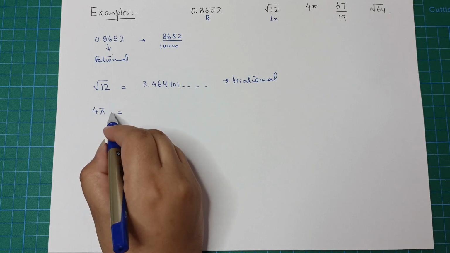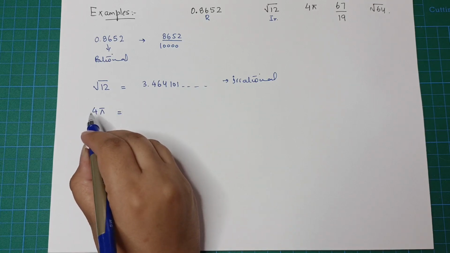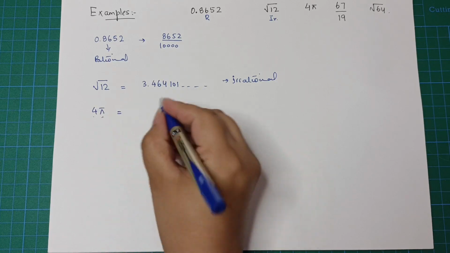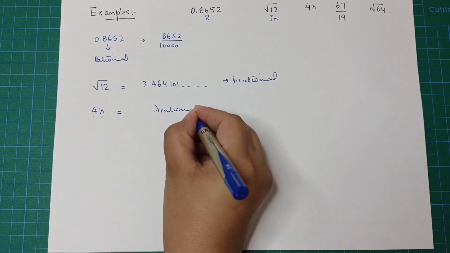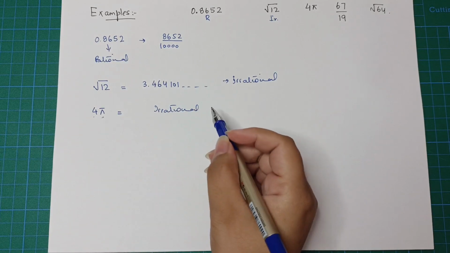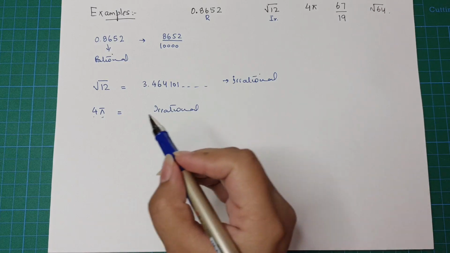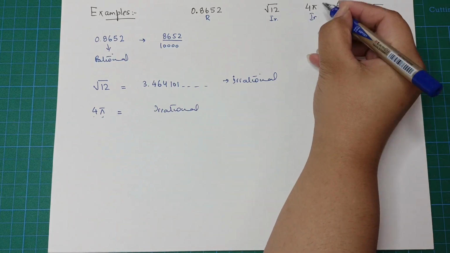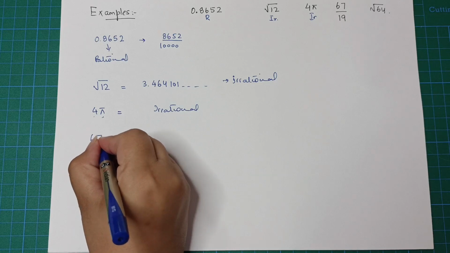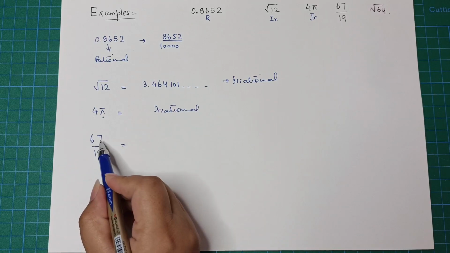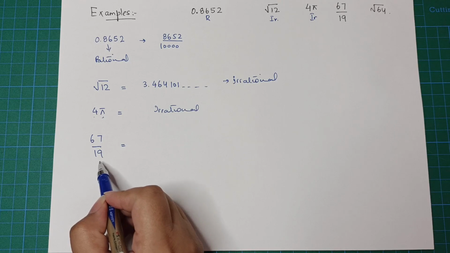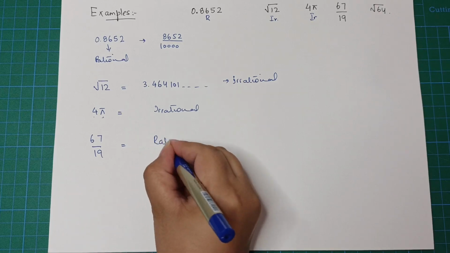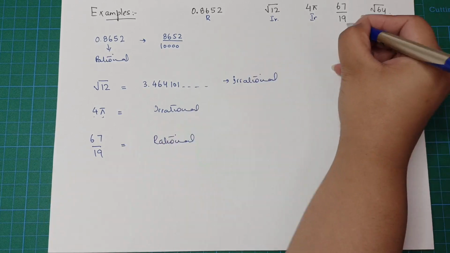Now next we have 4 pi. Now although 4 is a whole number, the pi itself is an irrational number, right? So 4 pi is also an irrational number, because when we convert pi into decimal form, it doesn't stop at any point, and it's not a terminating decimal, nor a recurring decimal. So 4 pi is also an irrational number. Talking about 67 upon 19. Now we have the integer in the numerator and the integer in the denominator as well. Both are defined, both have a value, and it's in fraction form. It's obvious that it is a rational number, right?